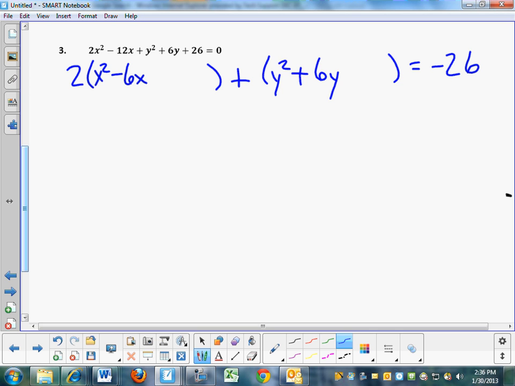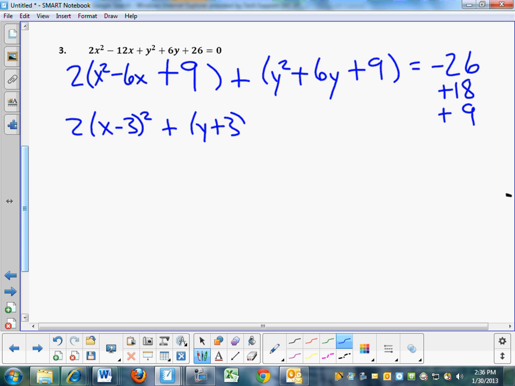Complete the square. What should I add? Okay, 2 times 9. So I should add 18 over here. How about y squared plus 6y? 9 again. What's negative 26 plus 18 plus 9? 1. 2 times (x minus 3) squared plus (y plus 3) squared equals 1.